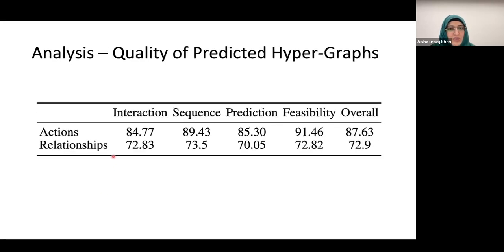We also evaluated the quality of predicted hypergraphs, like how well our system was able to learn these hypergraphs, and we saw that it was doing a decent job. Overall, in terms of mean average precision, we got 87.63 mean average precision for action prediction and around 73% for relationships.